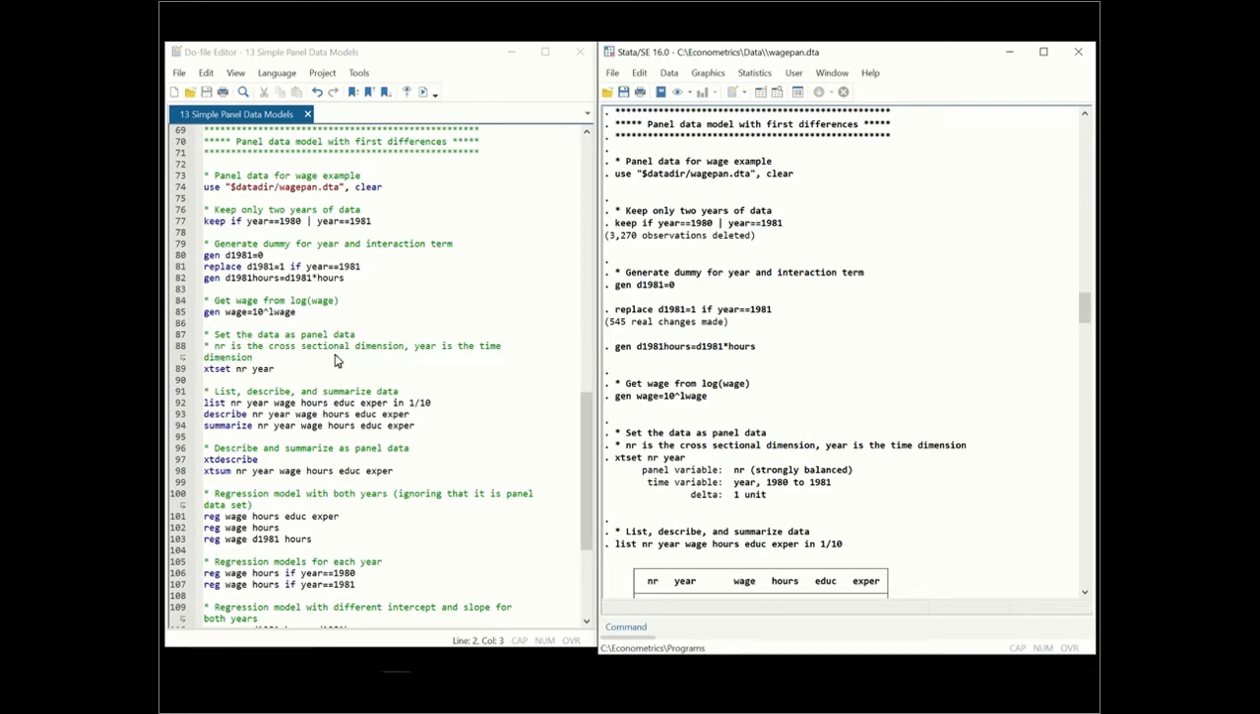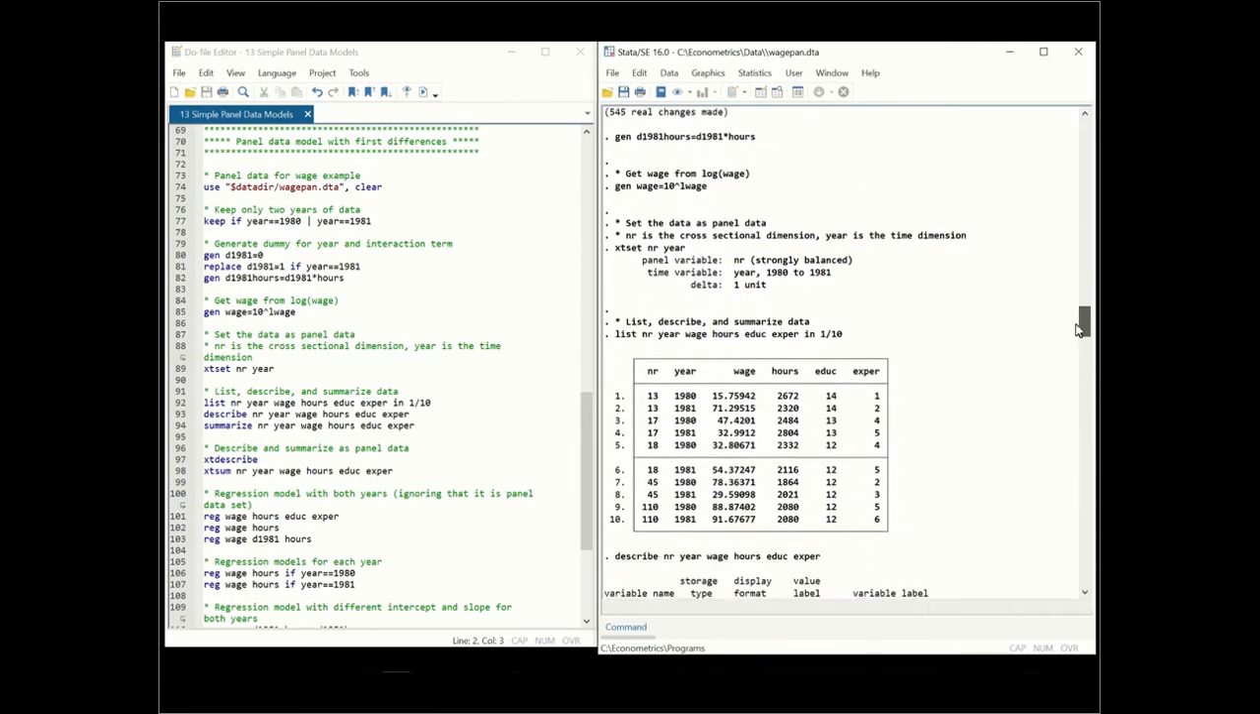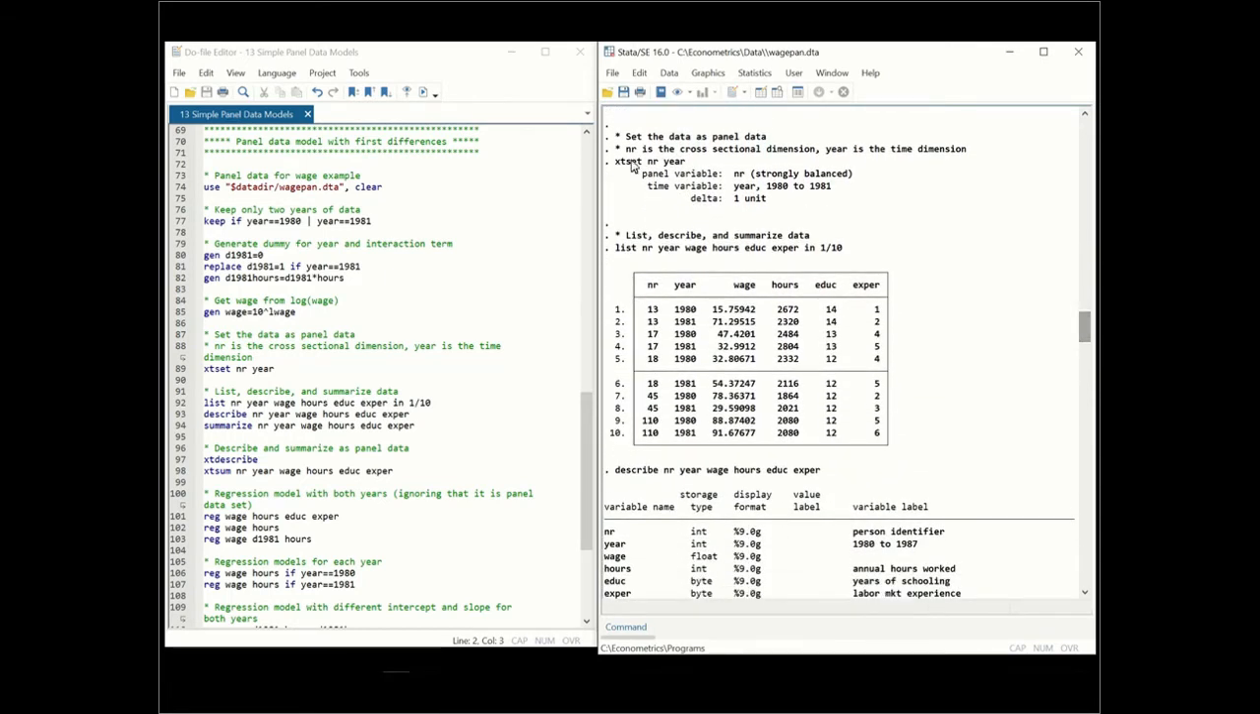So now that we've set up the problem, let's actually set up the data as panel data, where NR would be the cross-sectional dimension and year would be the time dimension. And the way we're setting the data as panel data is using xtset. And here NR would be always the person ID or the cross-sectional ID, and year would be the time ID. And so when we're setting up the data, this is what Stata gives you. So here we have panel variable strongly balanced, meaning the same number of years for each observation. Here's the time variable year, and we have 2 periods, delta meaning 1 unit difference between them.